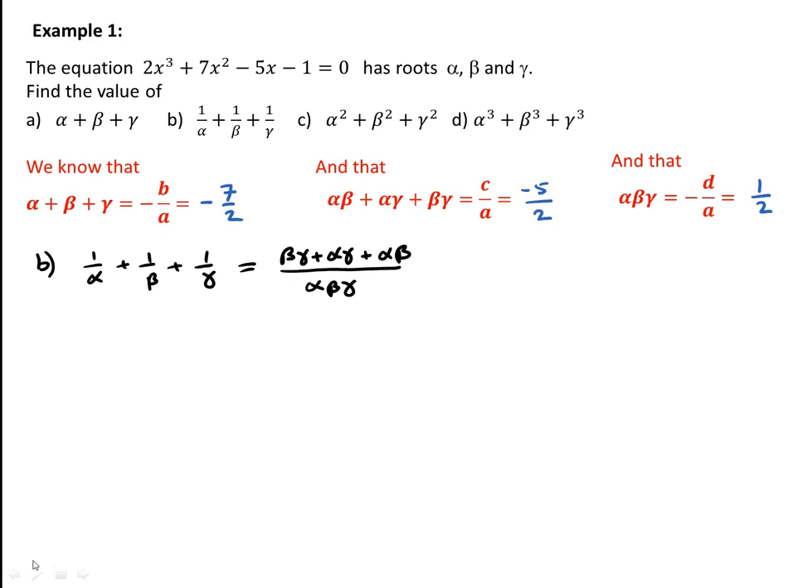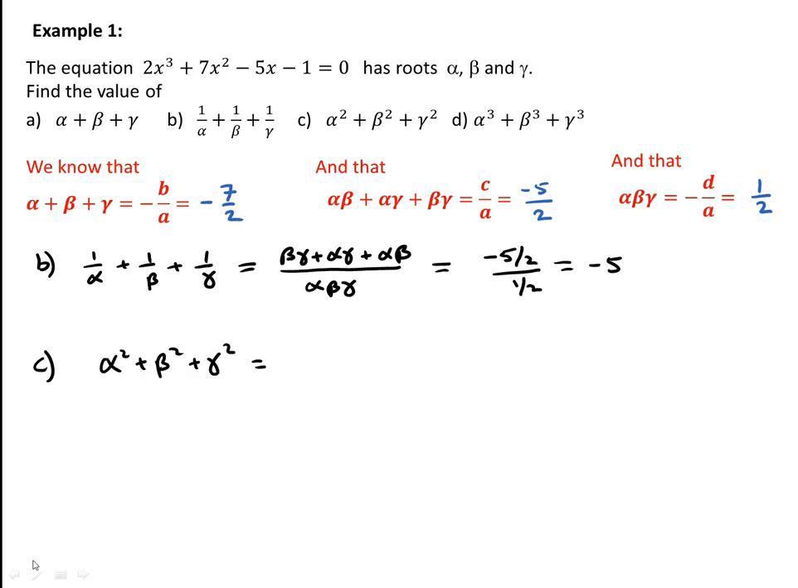And what we've got there is we know that the denominator, alpha beta gamma, is a half, and we know that beta gamma plus alpha gamma plus alpha beta is exactly the same thing as alpha beta plus alpha gamma plus beta gamma, so that's minus 5 over 2. So we've got a numerator of minus 5 over 2, denominator of a half, so that gives me minus 5.